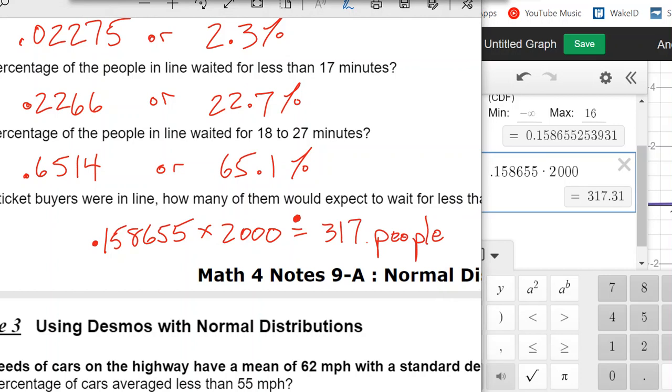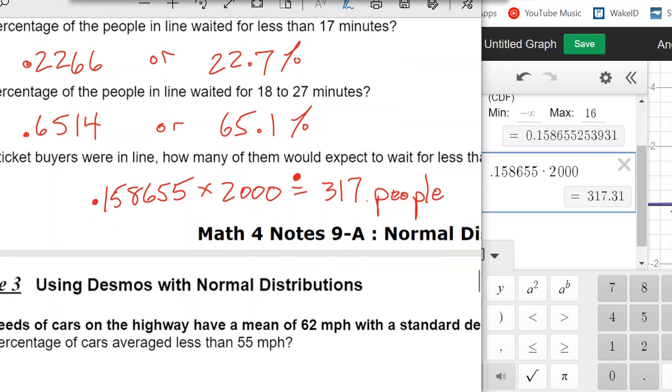Now, these are the kind of problems that we're going to be dealing with in this section in 9A. This is 9A right here. Is the ability to use these standard deviations to create a percentage, and then in the real world, that percentage of the 2,000 ticket buyers or whatever your problem calls for. So let's move on to the next one.